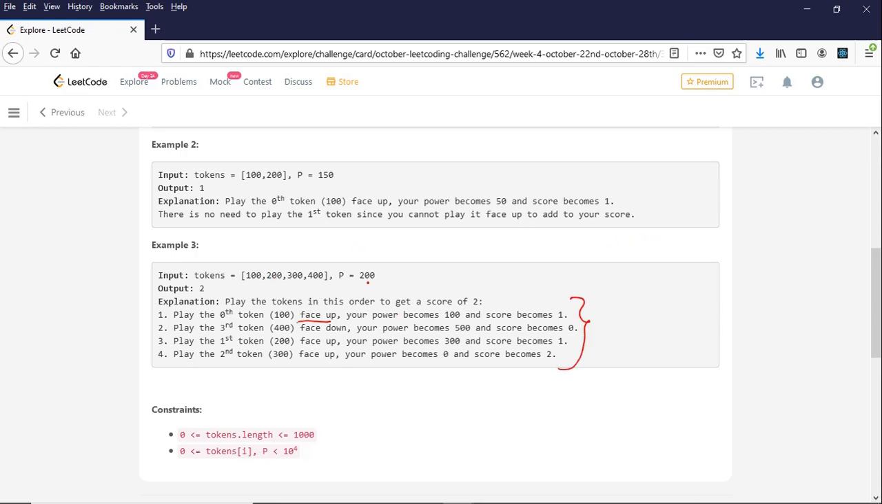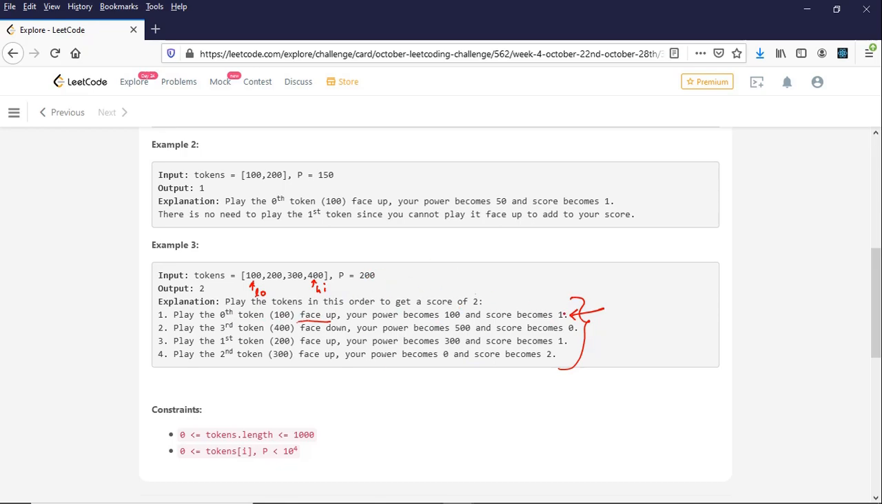So first I traded with the lowest. Let us say this is my lowest value, low, and this is my highest value, high. So I am having two pointers, one to low and one to high. If my P is greater than or equal to the lowest value, then I will trade my power with the lowest value. That is what the first step was. This is the face up play that we are doing.